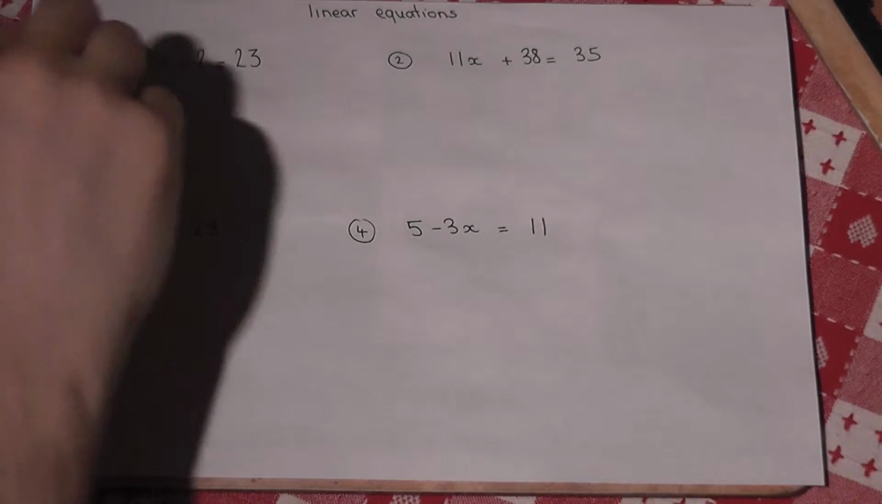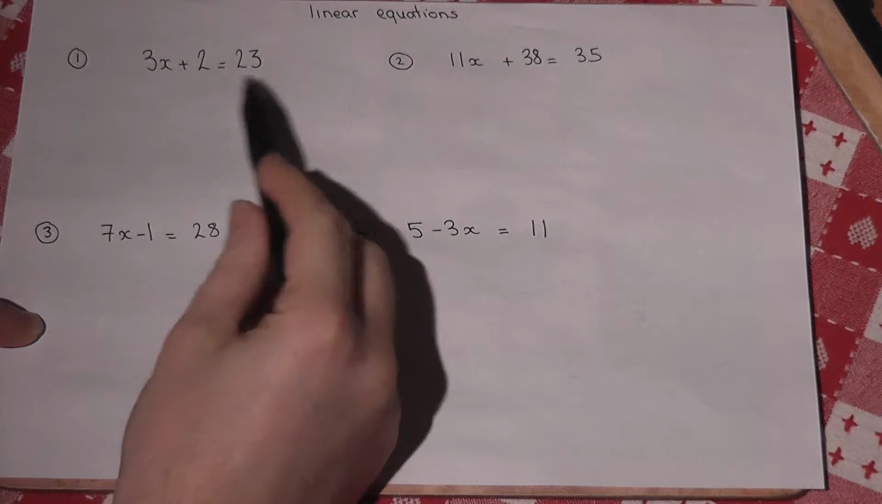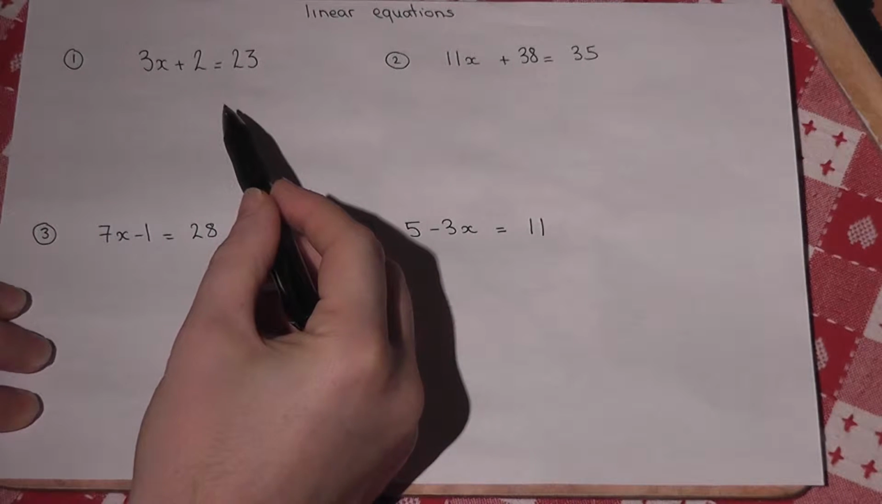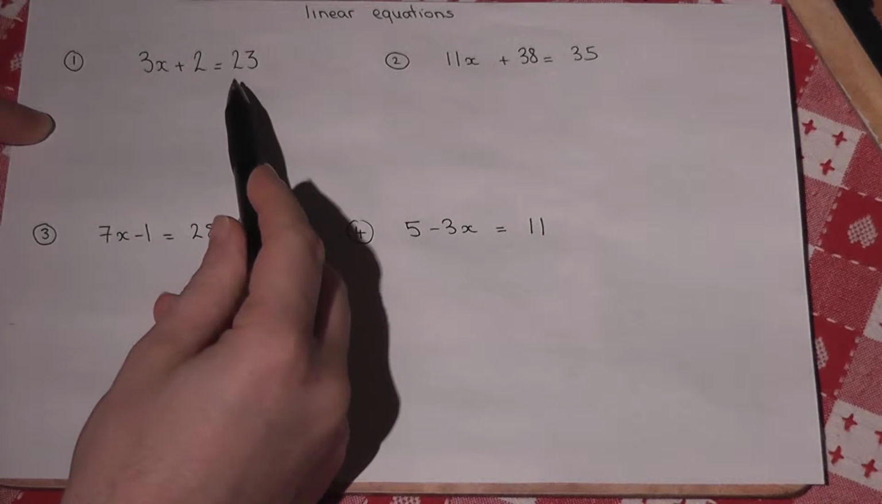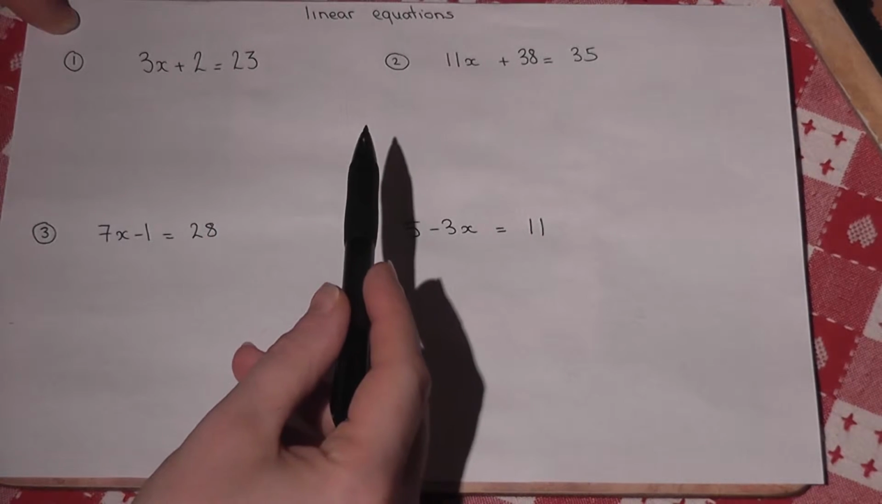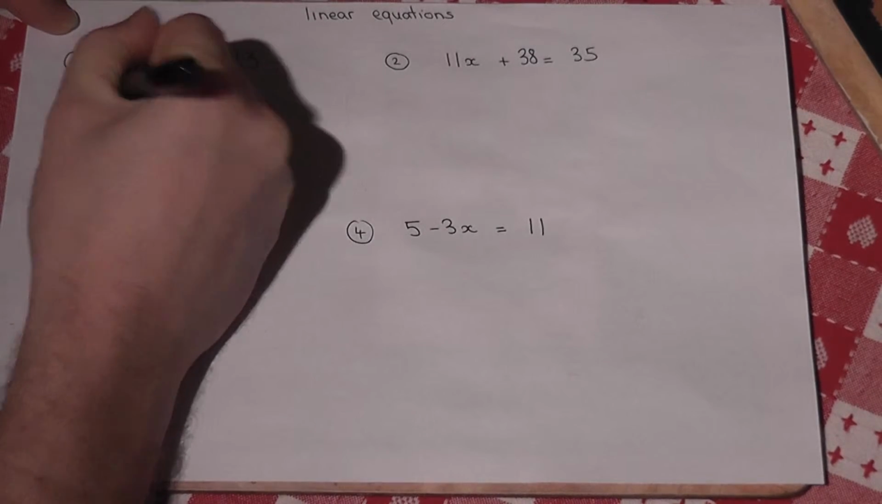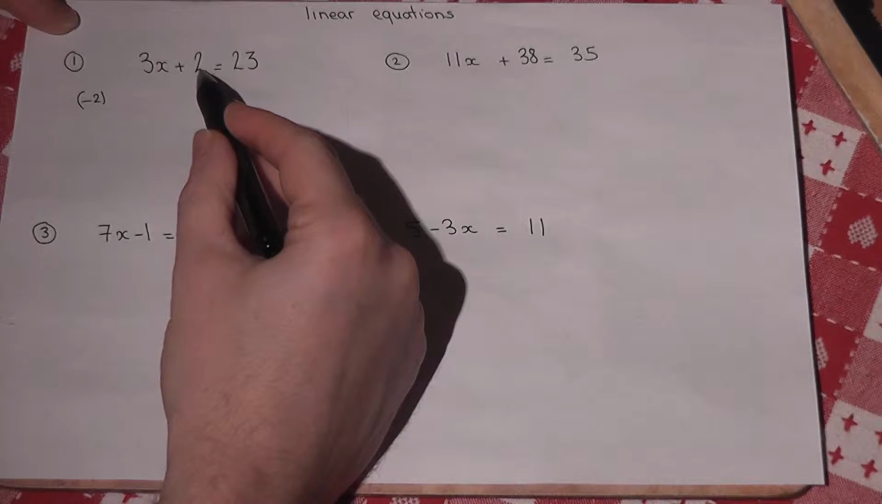The idea when solving linear equations is to gradually unravel the equation to end up with x equals at the end. So in the first example, we have 3x plus 2 equals 23. If we begin by taking 2 from both sides, the plus 2 here will be cancelled out.